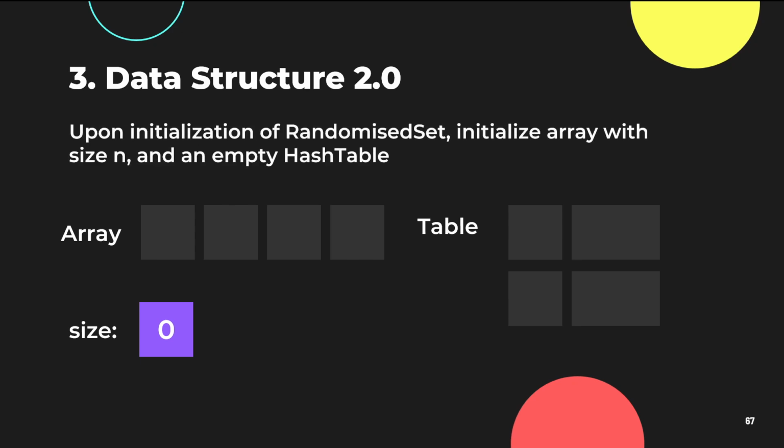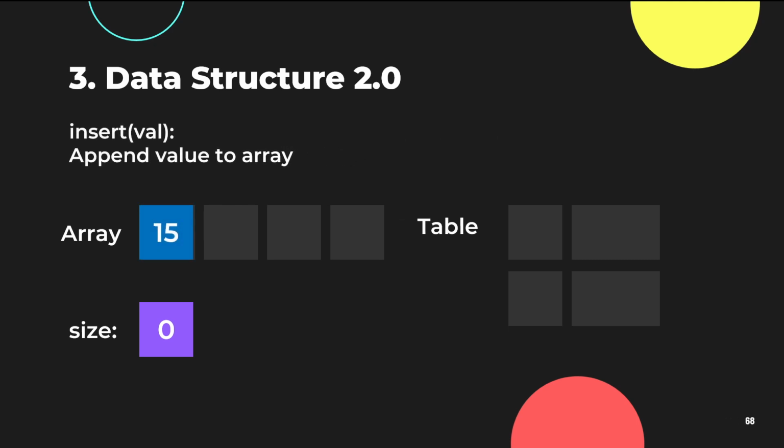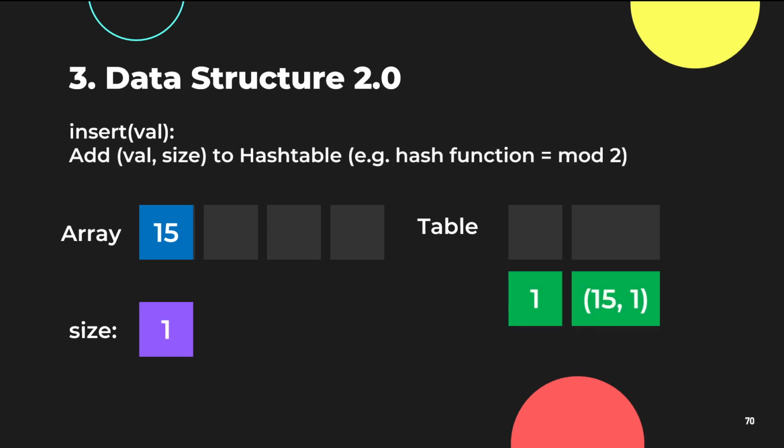Upon initialization of the randomized set, we create an empty hash table, and we also create an array of size n. We append the value to this array. For example, I insert 15, then I put 15 inside my array, add to my size, and also add it to my hash table. That means I'm storing that the key is 15 and the value is 1.